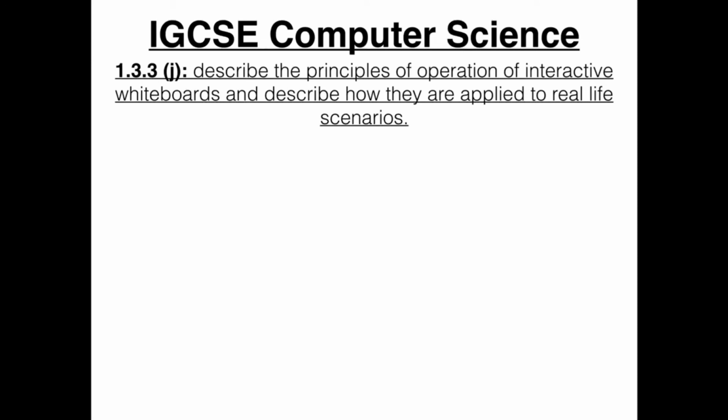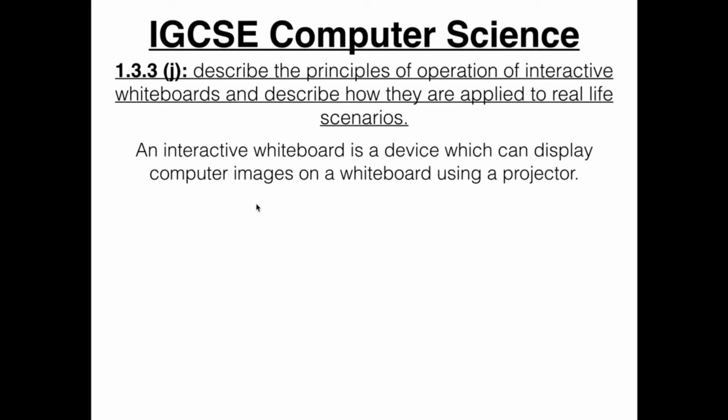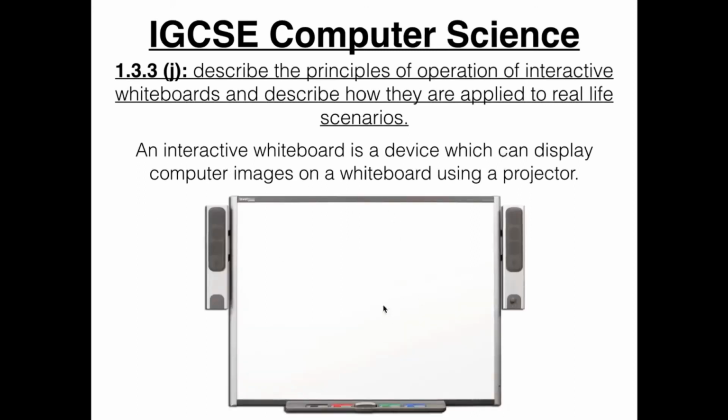Hi GCSE Computer Science, Syllabus Statement 1.3.3J, and this is about interactive whiteboards. Now this is the last of the input devices that we have to cover besides sensors, but sensors is kind of a whole different thing by itself. Anyway, an interactive whiteboard is a device which can display computer images on a whiteboard using a projector. Now your school may have interactive whiteboards, such as the smartboard here. So we're going to be describing how they are used and their advantages.